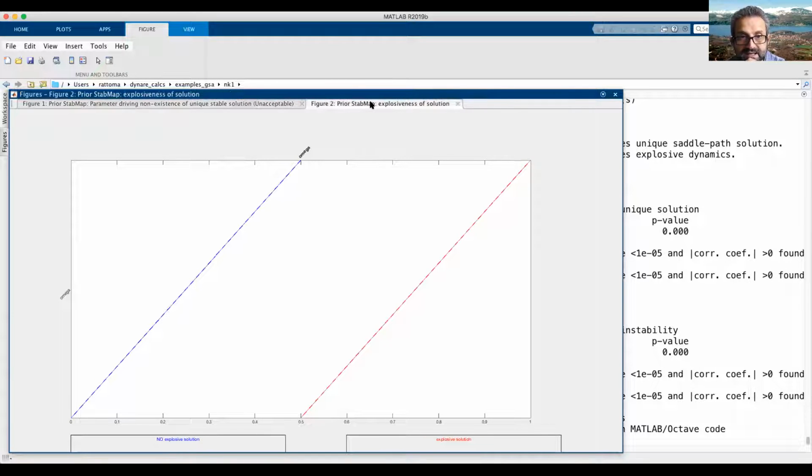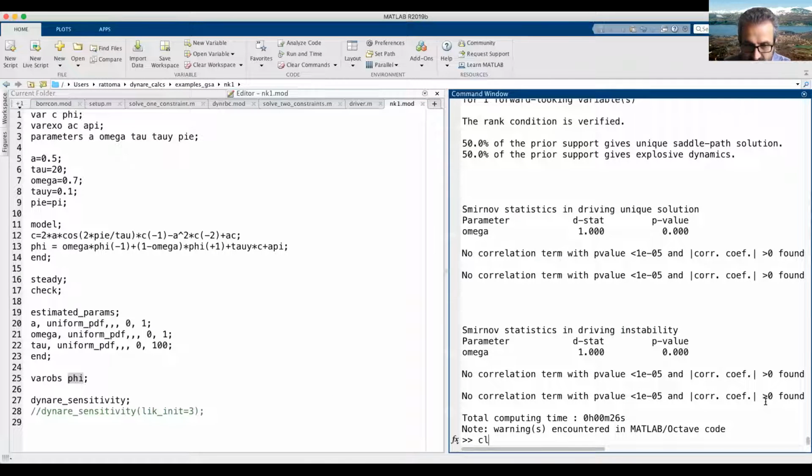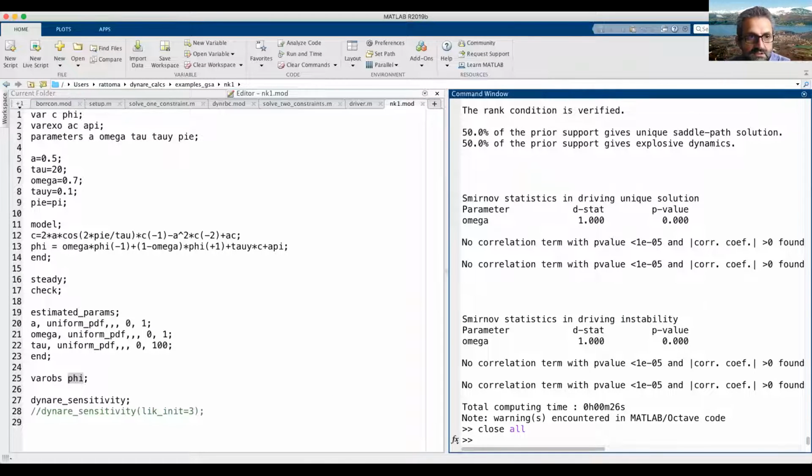Okay, and then within the no saddle path, in fact, what you get is that whatever else happens is an explosive solution. So there is an excess of explosive roots. And for this simple model, that's all you can say about the saddle path things. Okay, so now if I close all, okay, fine.